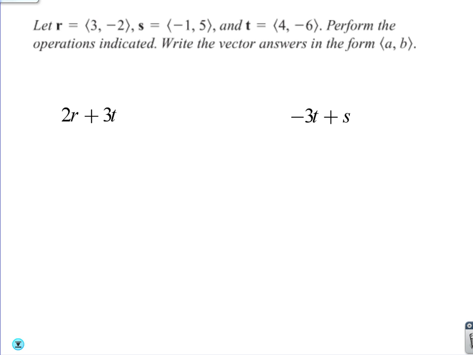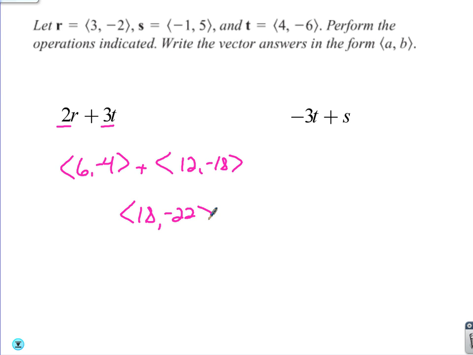If I ask you to do something like 2R plus 3T, what you're actually doing is making this vector twice as long, making this vector 3 times as long, then adding the two vectors together. 2R would be 6, -4. Plus 3T would be 12, -18. 6 and 12 is 18. -4 and -18 is -22. Any questions?